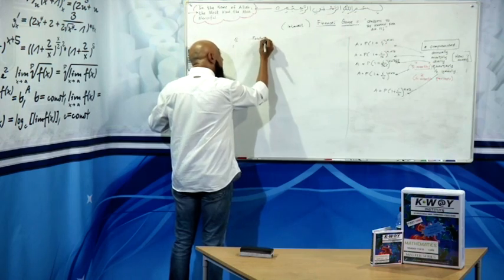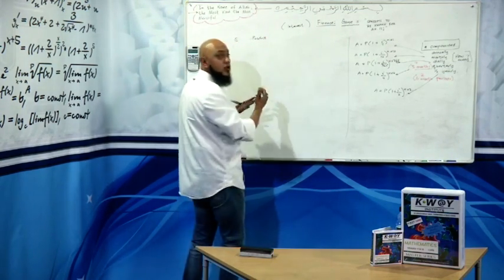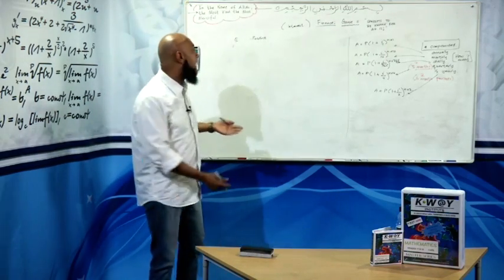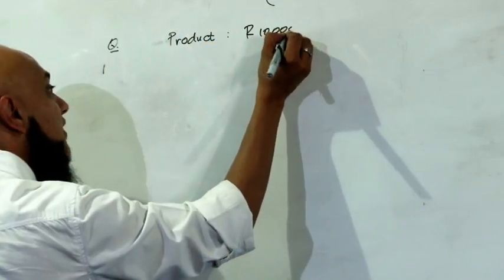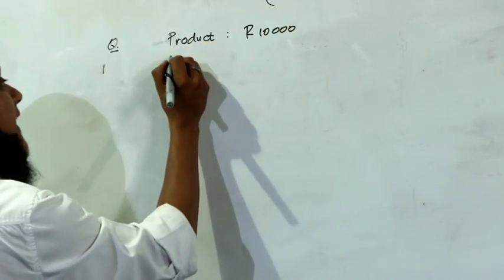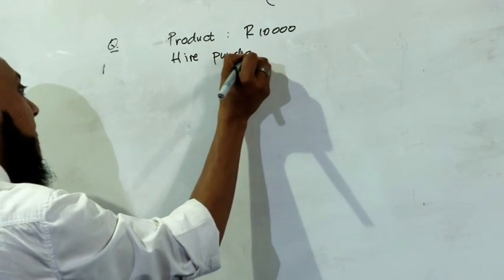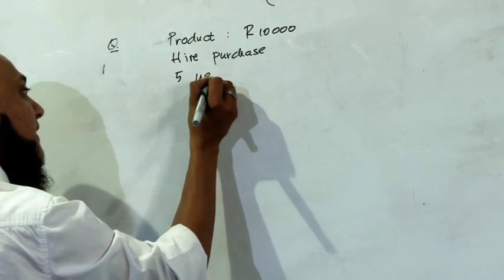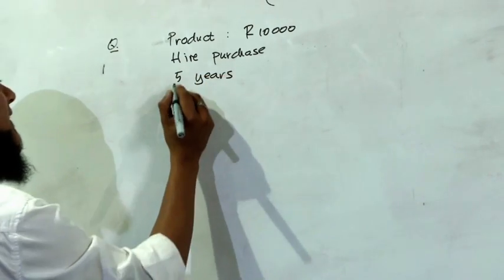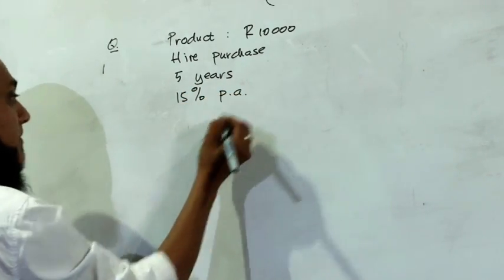You buy a product, any product. You buy it on HP, or you buy furniture. You buy a lounge suite. The cost of the product is 10,000 rand. Okay. You take it on hire purchase, and you take it over a period of 5 years. And obviously, there's an interest of 15% per annum.